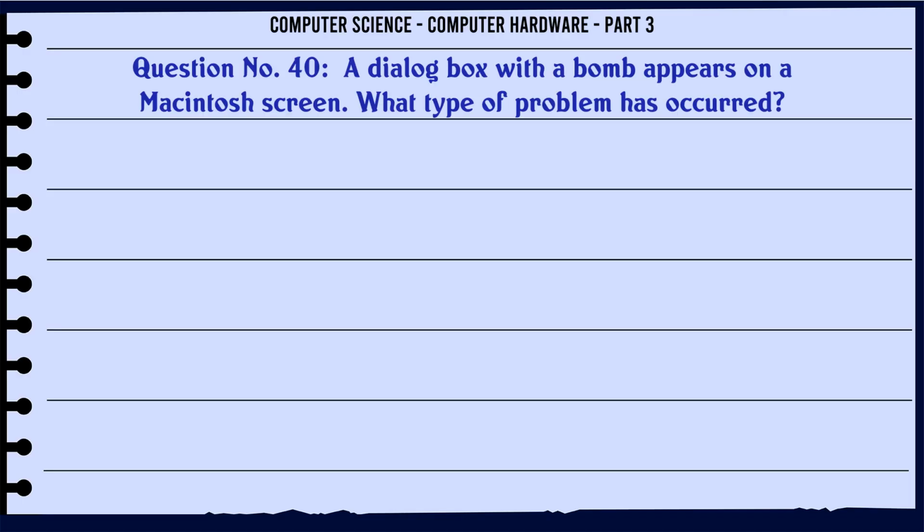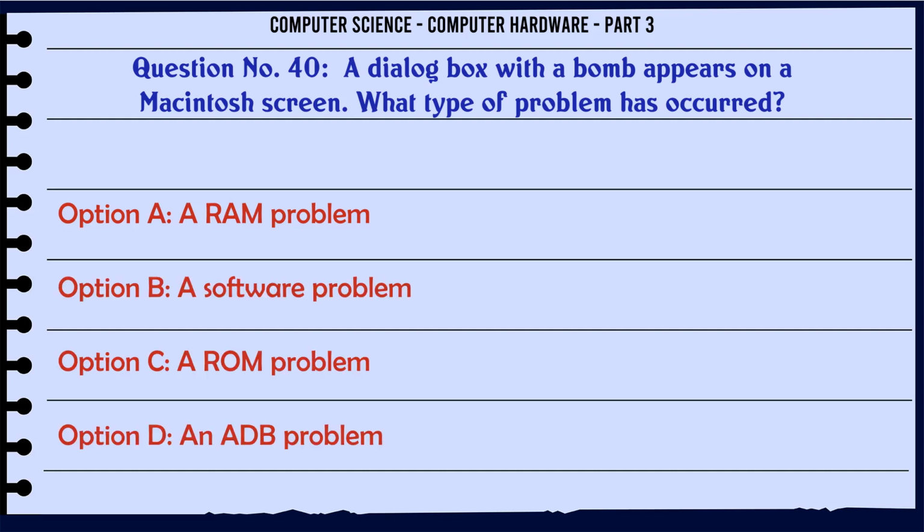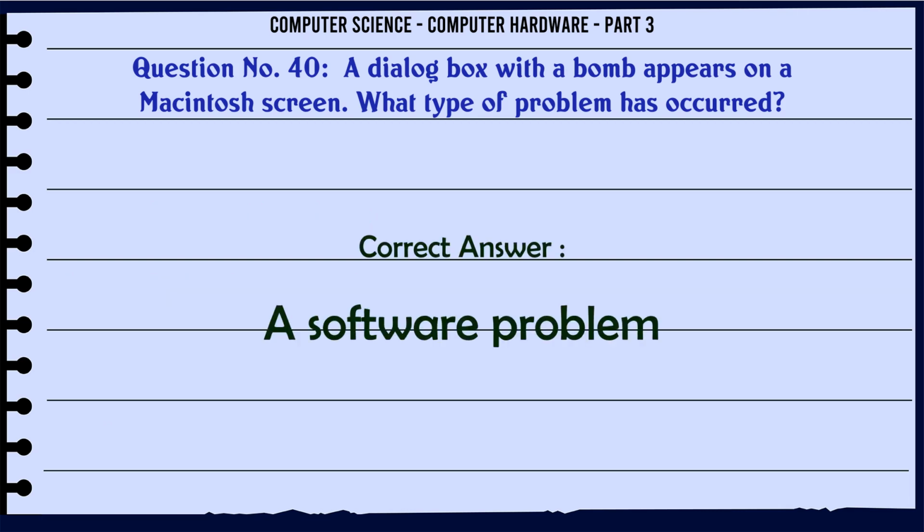A dialog box with a bomb appears on a Macintosh screen. What type of problem has occurred? A. A RAM problem. B. A software problem. C. A ROM problem. D. An ADB problem. The correct answer is a software problem.